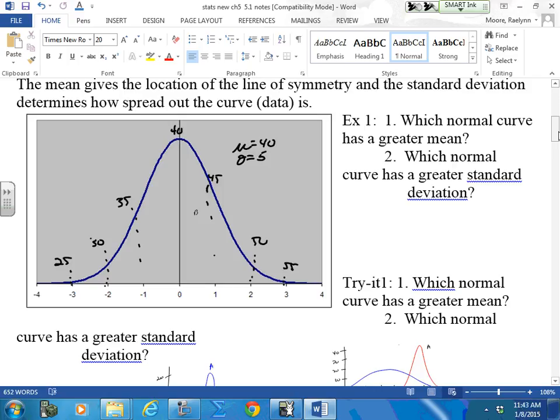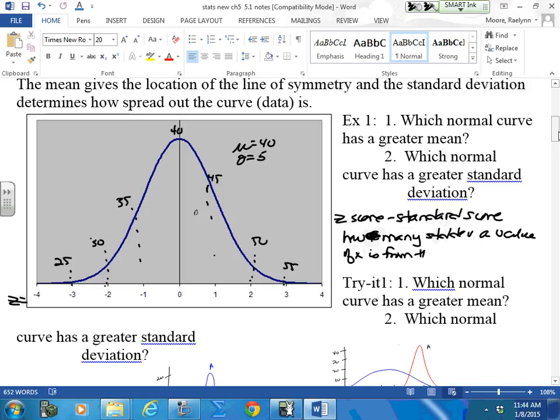Now, your z-score are these guys. Your z-score, and if you can write this down somewhere, it's called a standard score. It tells us how many standard deviations a value of x is from the mean. Okay, a z-score is a standard score which tells us how many standard deviations a value of x is from that mean.